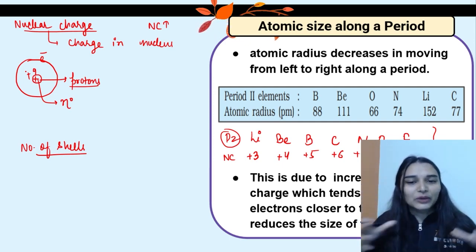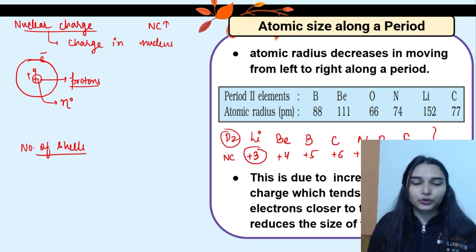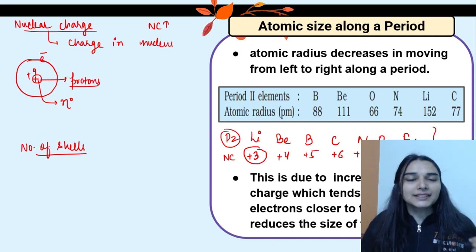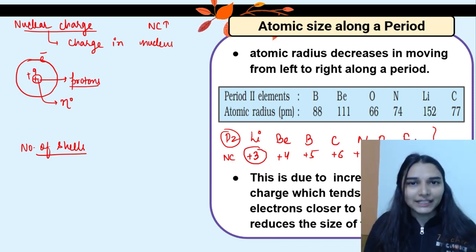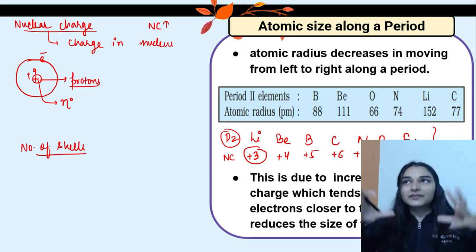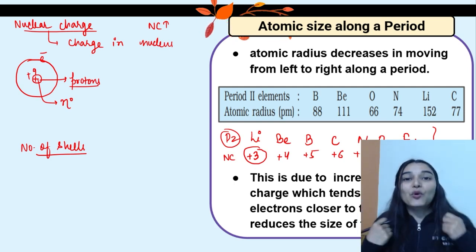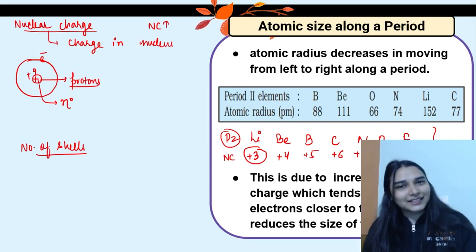So if I am comparing two atoms, let's say lithium's nucleus has 3 protons and the fluorine nucleus has 9 protons. So the nuclear charge of fluorine is clearly more than lithium. So it means the fluorine nucleus will be pulling the electrons more tightly towards itself. So where is the nuclear charge more? In the case of fluorine.